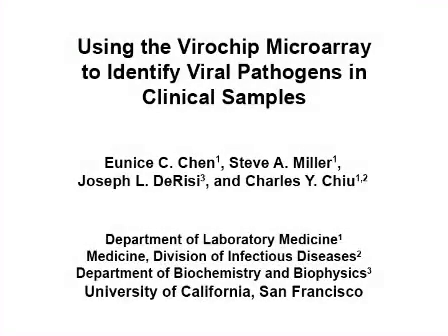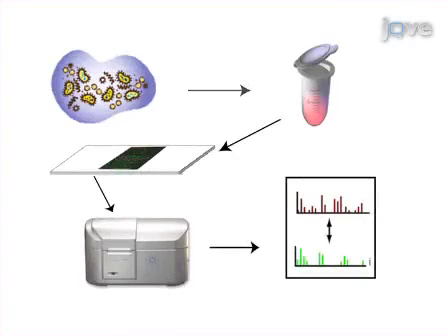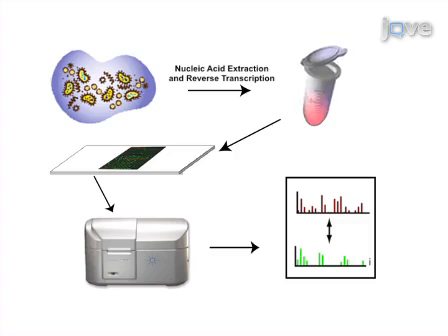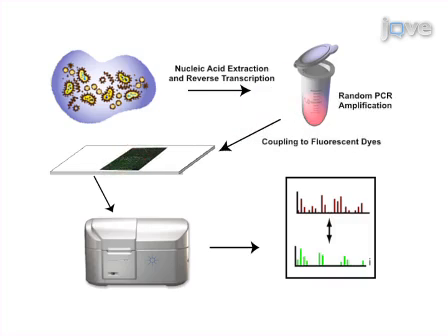This procedure uses the Virochip, a pan-viral microarray assay, to analyze clinical samples for both known and unknown viruses. First, nucleic acids are extracted from clinical samples. Next, the extracted RNA is reverse transcribed using random primers, second-strand cDNA synthesis is performed, and the cDNA library is amplified with random PCR. Then, the amplified cDNA is labeled with fluorescent dyes and hybridized to a Virochip microarray.